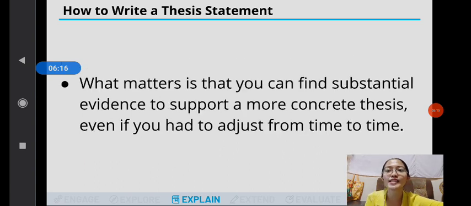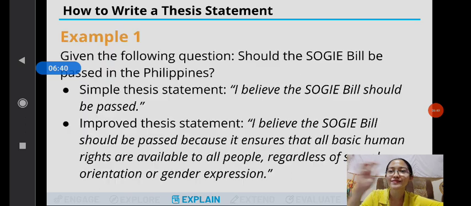Okay, what matters is that you can find substantial evidence to support a more concrete thesis, even if you had to adjust from time to time, okay? So it's very important, in making a claim or making a belief or assumption, that you research further and thoroughly first, okay? Now, let's move on with the examples.